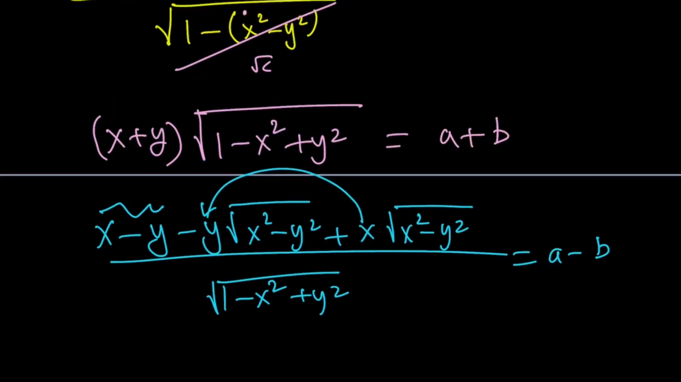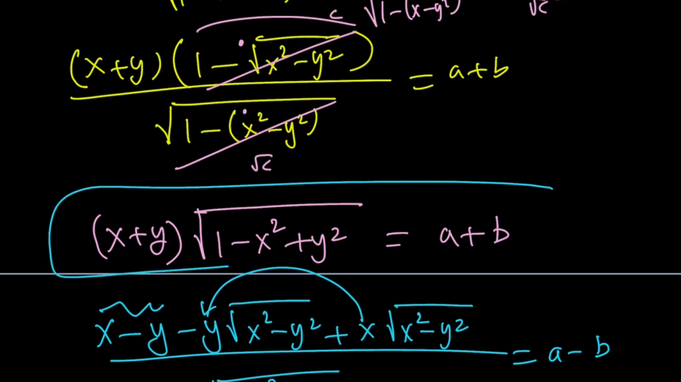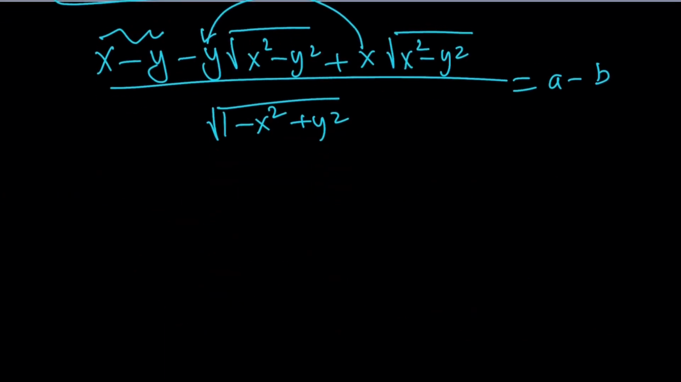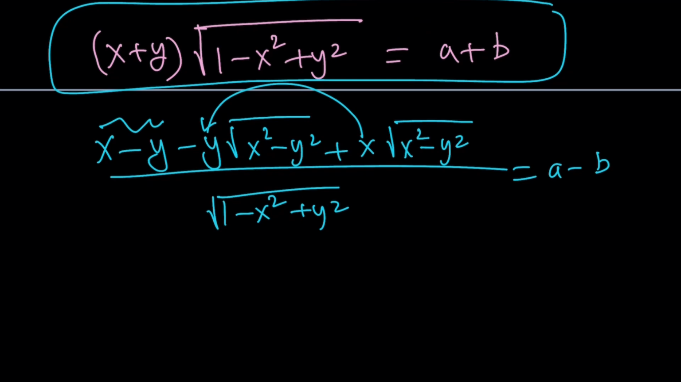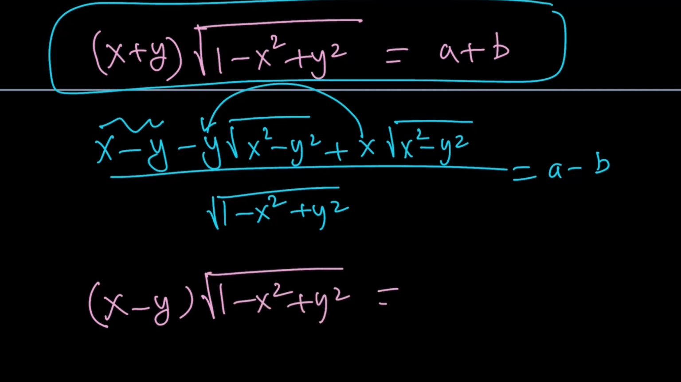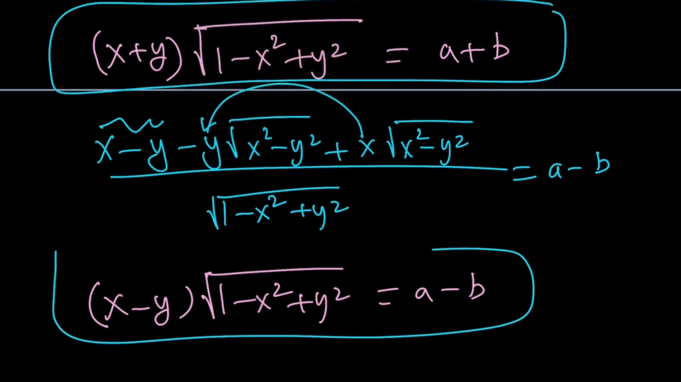And at the end, you're going to get something similar to this. Let me tell you what it is. It's pretty much going to be the same thing, except x plus y will be replaced with x minus y. So let's go ahead and use the same pen for that. We're going to get x minus y multiplied by the square root of 1 minus x squared plus y squared, but this time it's going to equal a minus b. Make sense? So we got this expression and the other expression. So we got like two equations.